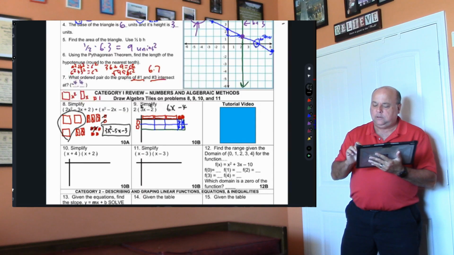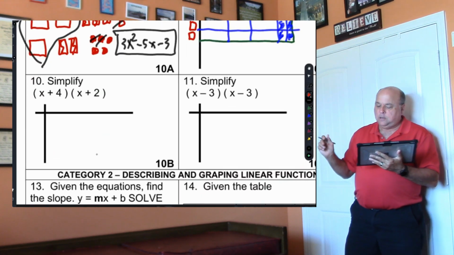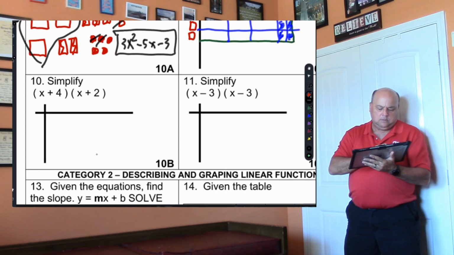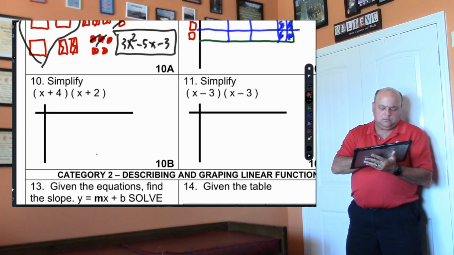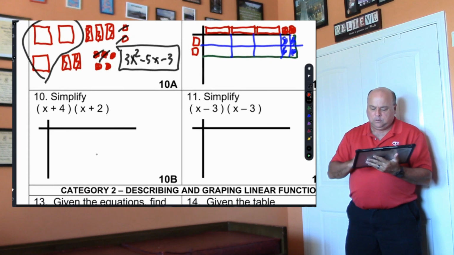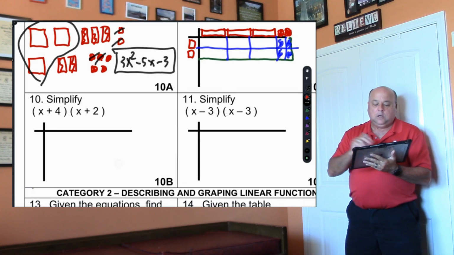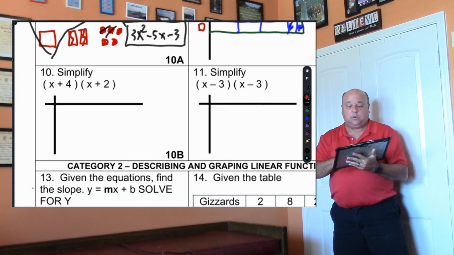Jiminy crickets. Go to number 10. Okay, on number 10. Sorry about that. On number 10, making sure I'm still recording here.